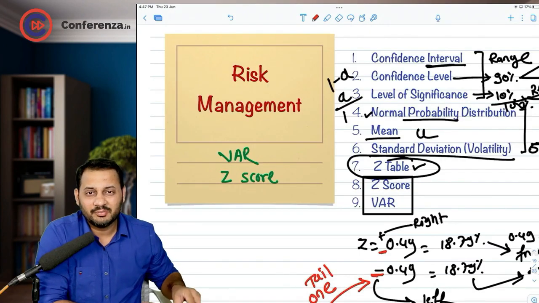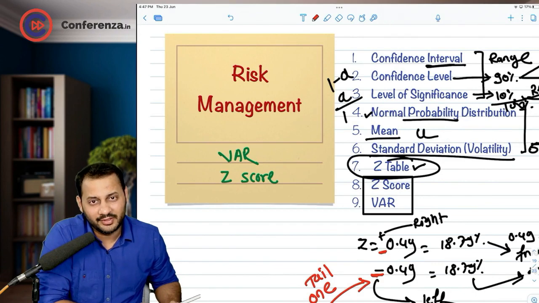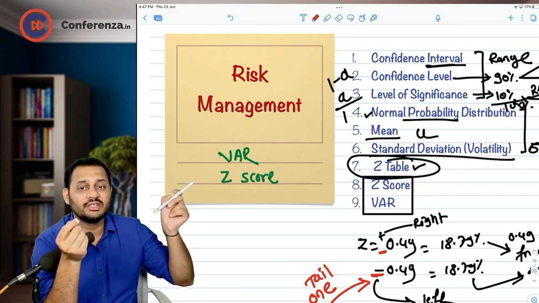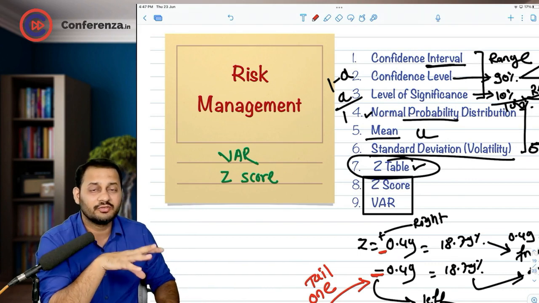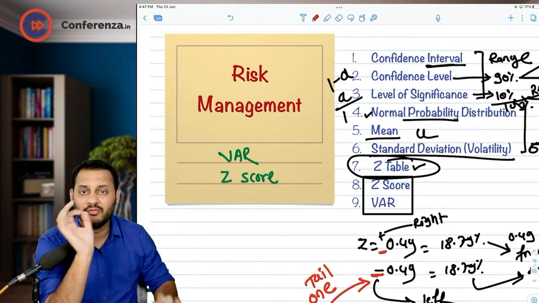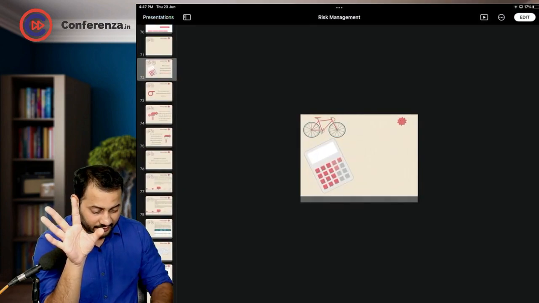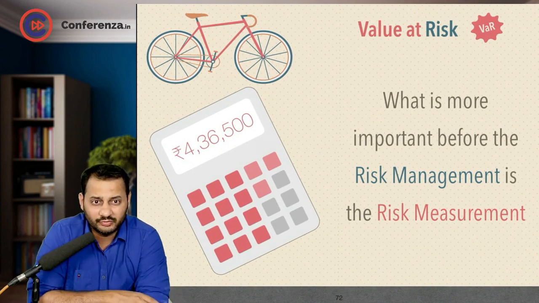So hi guys, welcome back after the break. Now we are going to discuss the last concept, which is VAR, value at risk. First we are going to understand the concept of VAR, then we are going to derive the formula of VAR using the formula of z-score, and then we are going to solve lots of questions in the next lecture using this formula of VAR. Okay, so are you ready? Just be with me for another half an hour to understand the concept and the formula of VAR.